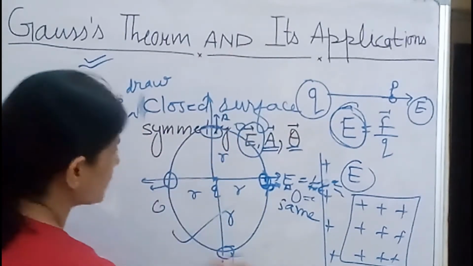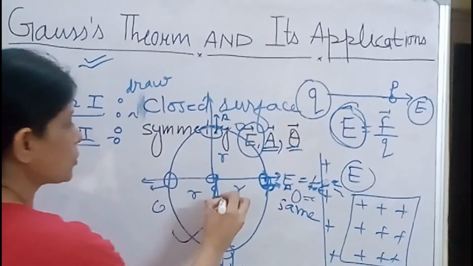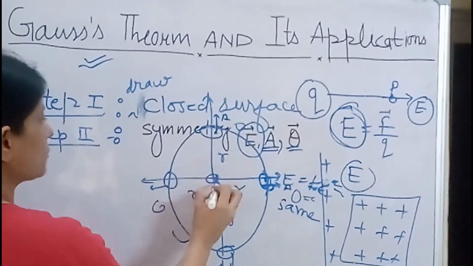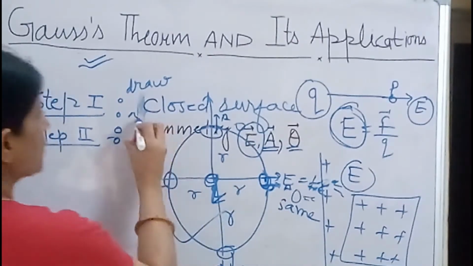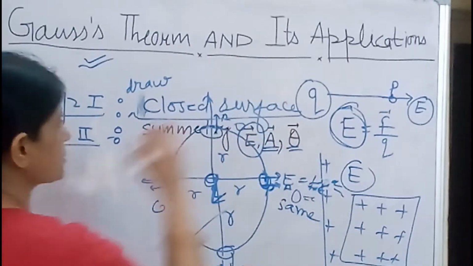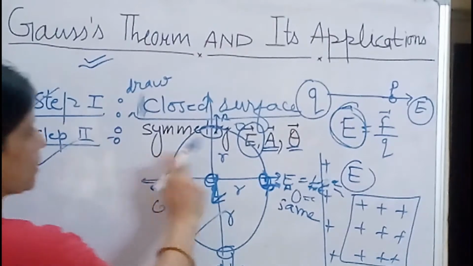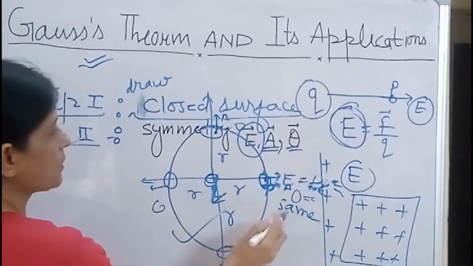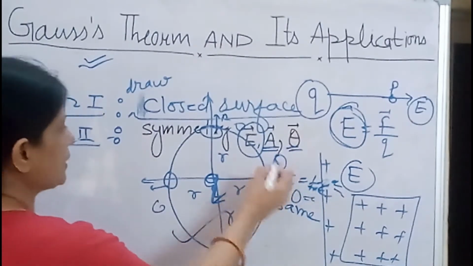That is why we have taken a sphere around this charge Q. That is why step number 1 is fulfilled. Step number 1 is fine. This sphere is closed. There is a symmetry of E, A and theta.